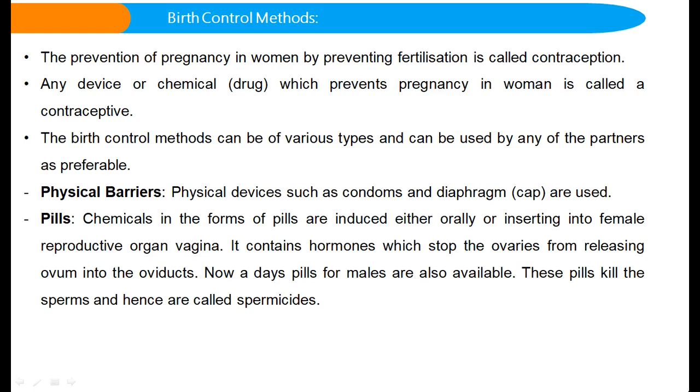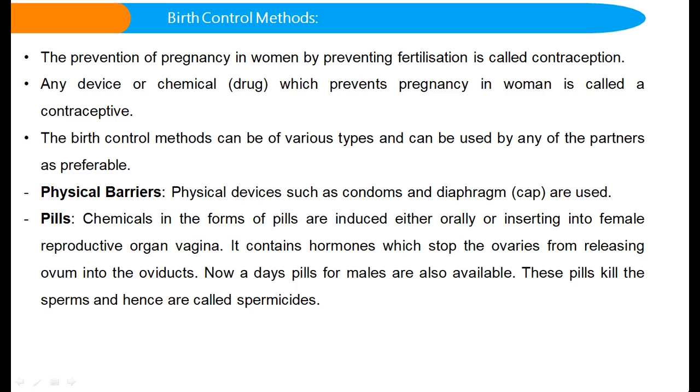And coming to the birth control methods. The sexual act always has a potential to lead to pregnancy. The prevention of pregnancy in women by preventing fertilization is called contraception. And any device, either an instrument or a drug, which prevents the pregnancy is called a contraceptive. So, the prevention of pregnancy by preventing fertilization is called contraception, and the device or medicine which prevents the pregnancy is called a contraceptive.